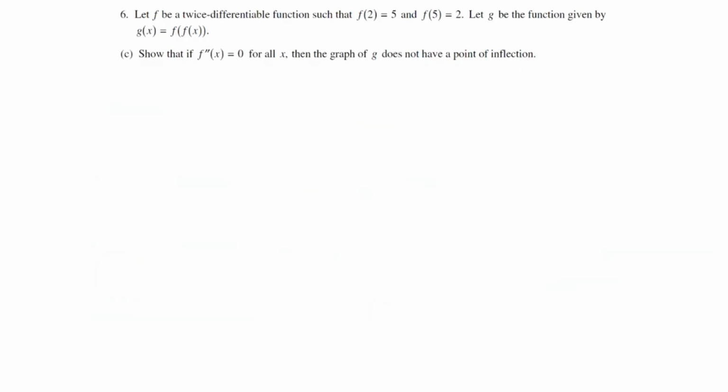In part C, it says, show that if f double prime of x equals 0 for all x, then the graph of g does not have a point of inflection. Well, points of inflection occur when the second derivative equals 0 or when it's undefined, right? And so if I find the second derivative of g, we know that that's just the derivative of g prime of x. And we had g prime already. G prime was f prime of f of x times f prime of x.